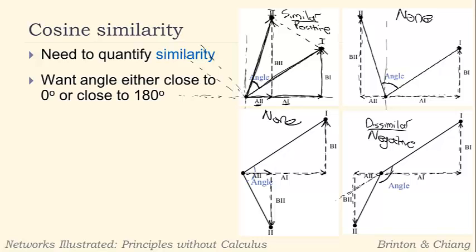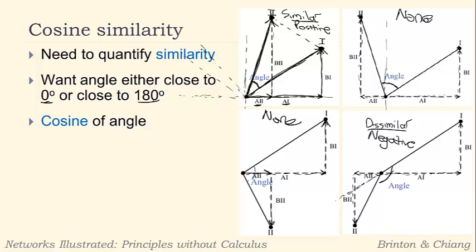So we want the angle to either be close to 0 degrees, indicating that there's a strong positive correlation, meaning that when one user tends to like one movie, he will like the other one, or we want it negative, which means there's a strong negative correlation, which means that when one user likes one movie, he will not like the other, or if he doesn't like one movie, then he'll tend to like the other.